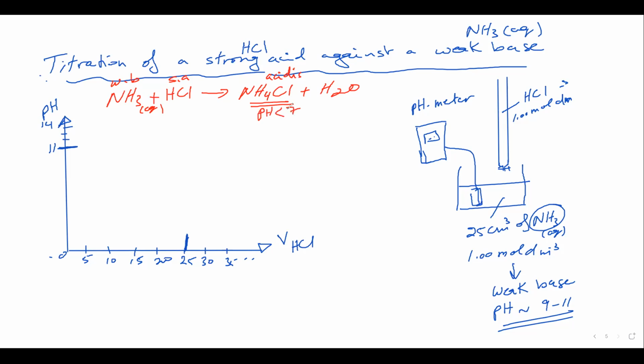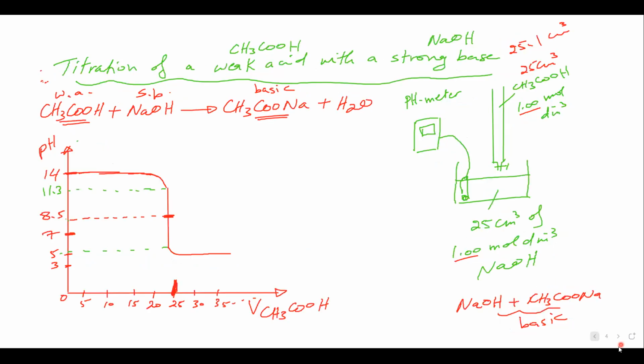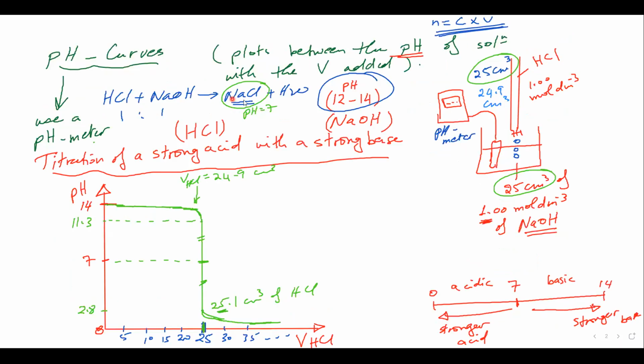So now, what will be the curve that we are going to draw? We started with ammonia. When we added HCl to the ammonia and it formed an acidic salt, will the pH remain the same as it did in the case of sodium hydroxide and HCl? I'm going to repeat. When we added sodium hydroxide to HCl and a neutral salt was formed, the pH remained nearly the same.